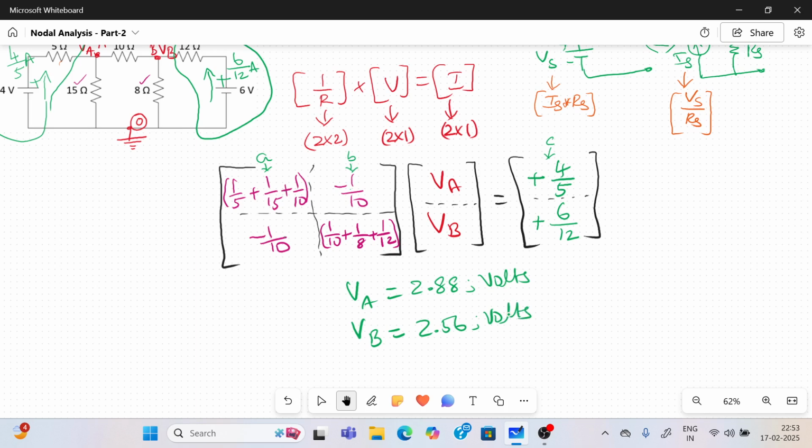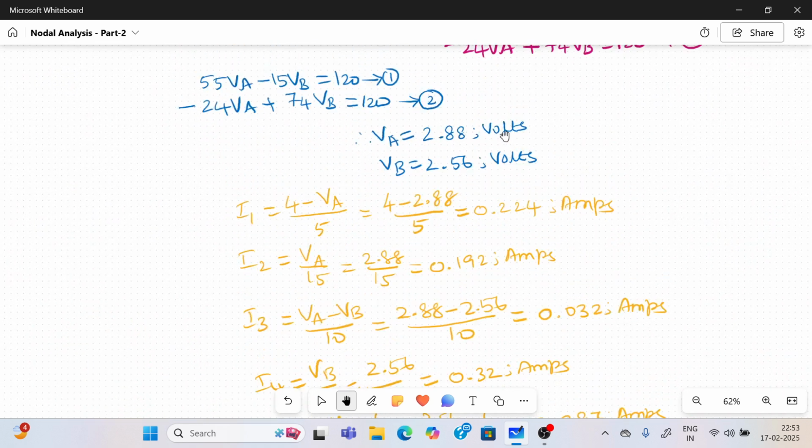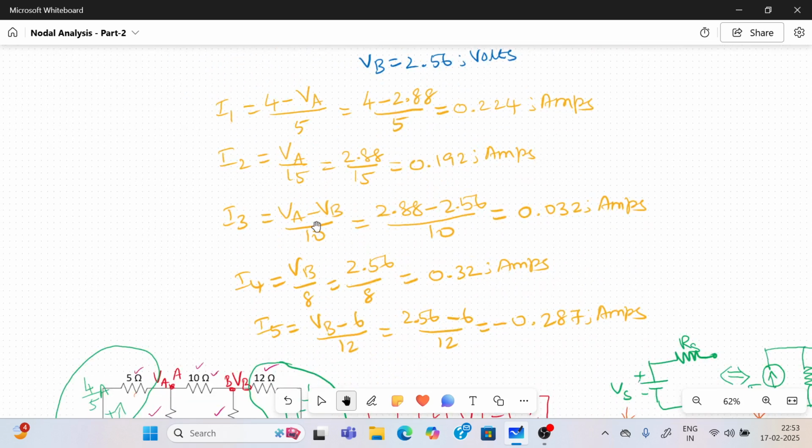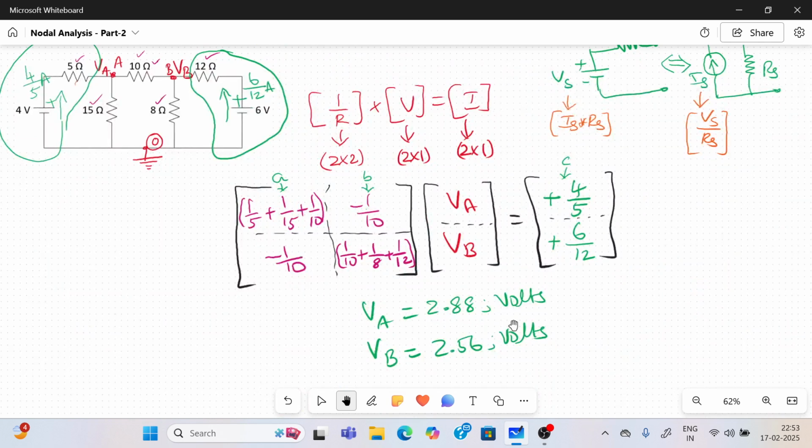The remaining part, finding the current flow in the various resistors, is similar to this method. Once you find VA and VB, the I1, I2, I3, I4, I5 equations we have already derived. You have to follow the same procedure here also.